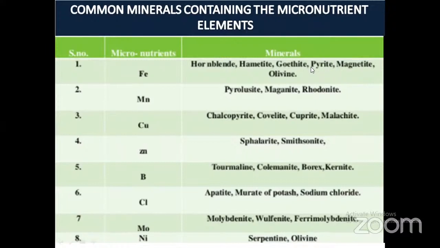Any one of you? Fool's gold, ma'am. Yeah, wonderful. And its chemical formula? Marcasite, ma'am. FeS2. Yeah, FeS2. Marcasite is also one of the polymorphs of pyrite. But this pyrite is FeS2 and it is fool's gold. So this question can also be asked. So iron minerals are hornblende, hematite, goethite, pyrite, magnetite, olivine.